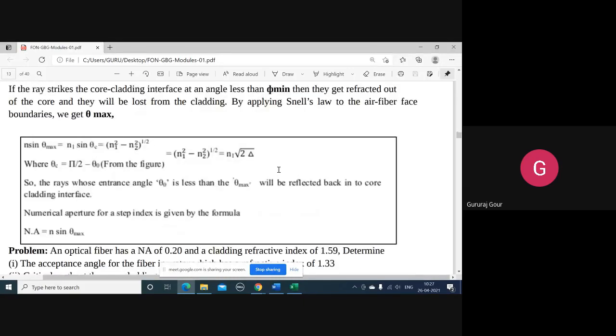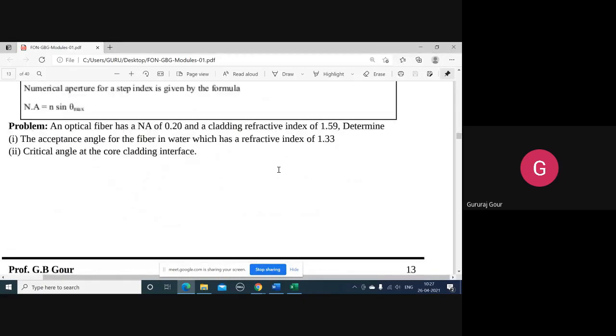And now it is named a numerical aperture. Why it is called numerical aperture, we'll see later. But right now, for you to understand this problem, numerical aperture is a dimensionless quantity. It indicates the effective area of the core of the fiber that is receiving the maximum light. The cladding refractive index here is given as 1.6. Determine the acceptance angle of the fiber in water, which has a refractive index of 1.33.